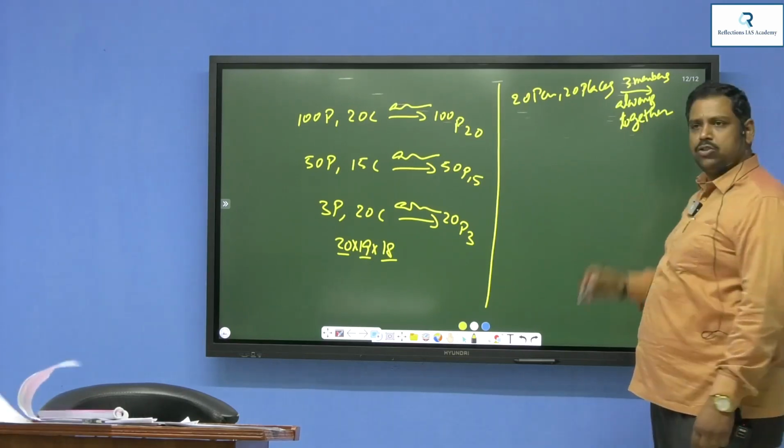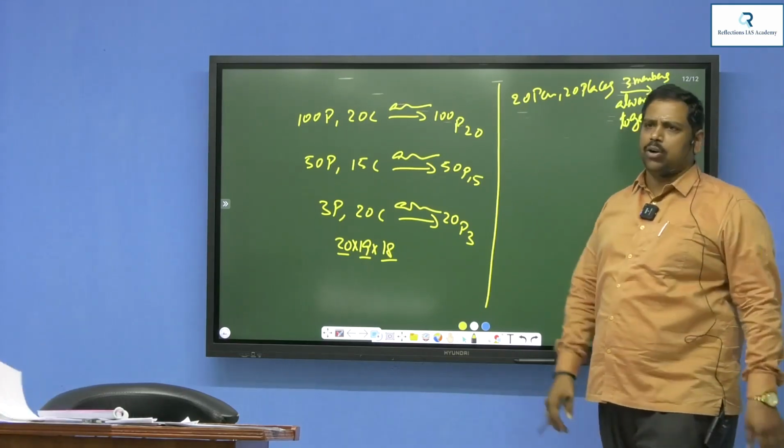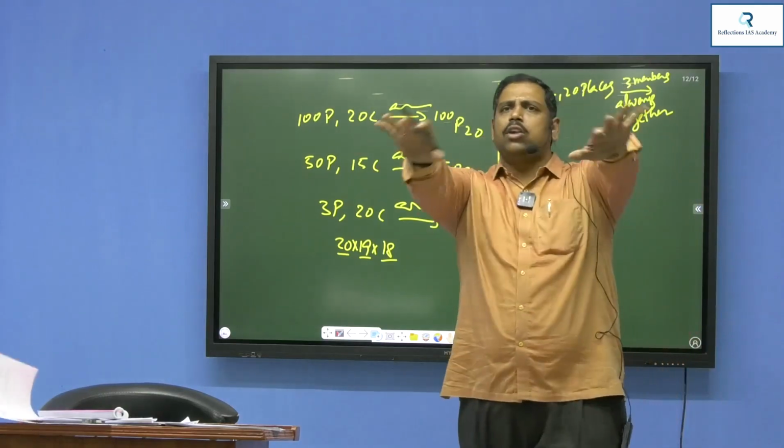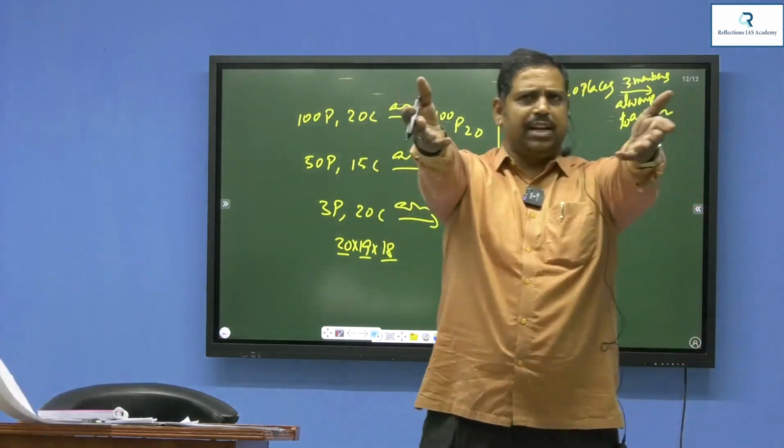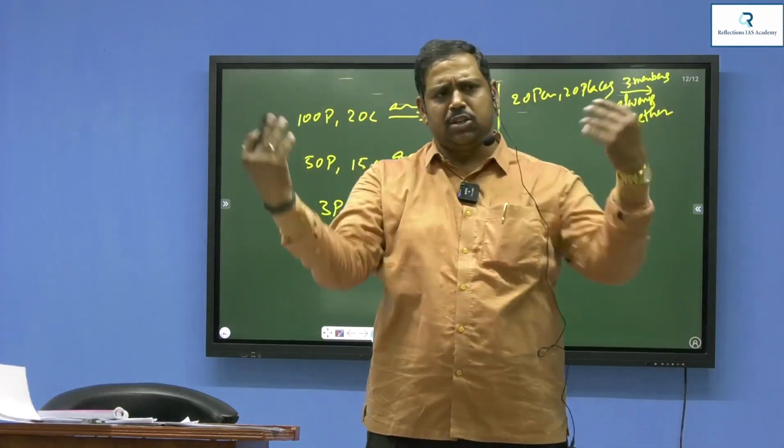How many ways can we arrange? Do you understand the question? Okay, suppose you are 20 members. I have given 20 chairs for you, right or wrong? You can happily arrange among yourselves.